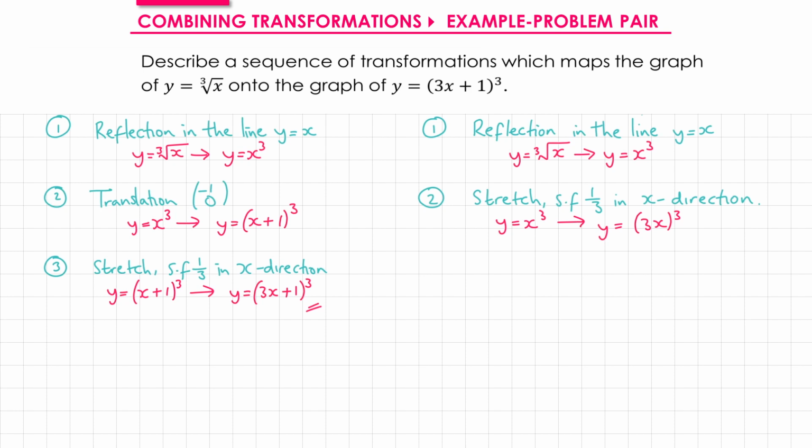Then we need to apply a translation. But this time, anything we replace x by is going to be multiplied by 3. So if we want to have a plus 1 here, then we need to translate by minus 1/3 in the x direction. This means we replace x by x plus 1/3. Multiplying out the brackets gives the required result.